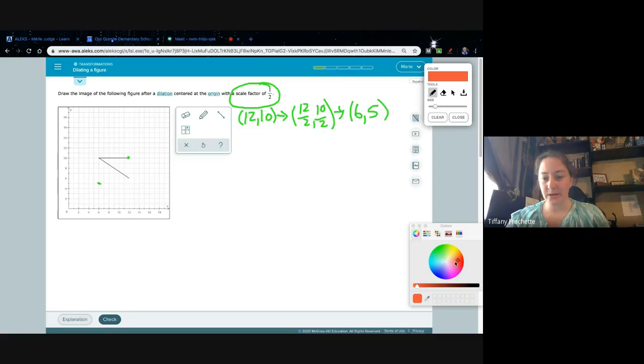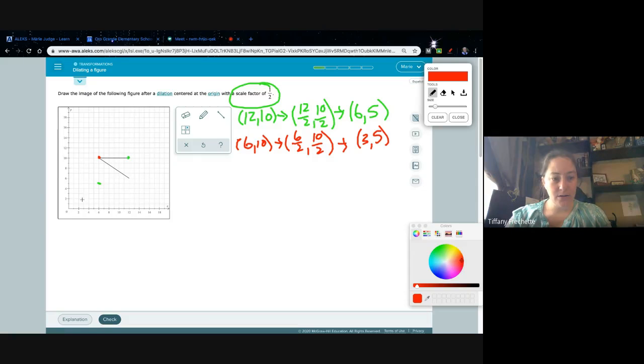All right, so the next one, we'll do this in kind of a red here. So we're going to go right 6, up 10. So right 6, up 10. And then again, we're just taking everything and dividing by 2. That's our rule here. So 6 divided by 2, we get 3. 10 divided by 2, we get 5. All right, so we're going to go right 3, up 5, just like that. There's my second point. Oh, and it looks like the sun just came out.